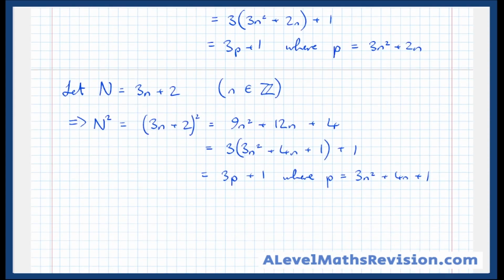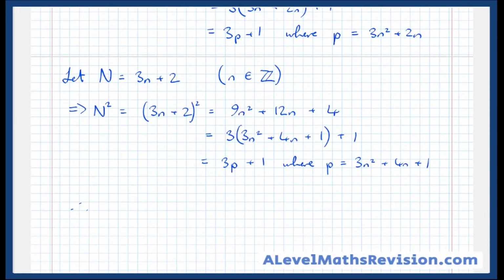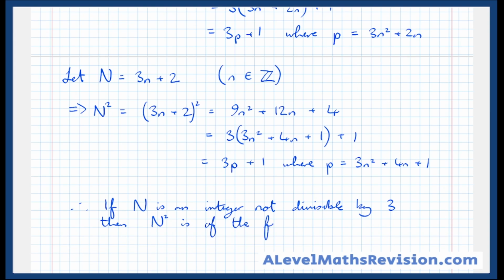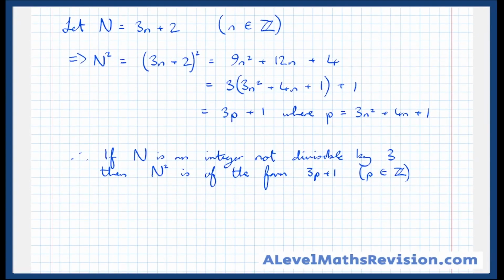So we've shown it for both cases, both types of non-multiple of 3, therefore conclude. Therefore, if n is an integer not divisible by 3, then n squared is of the form 3p plus 1, where we're told that p is an integer. And we're done on that example.